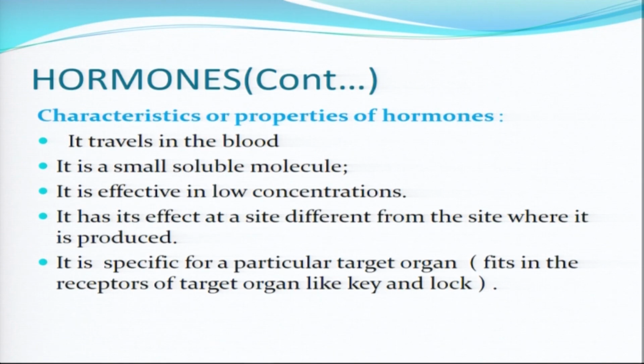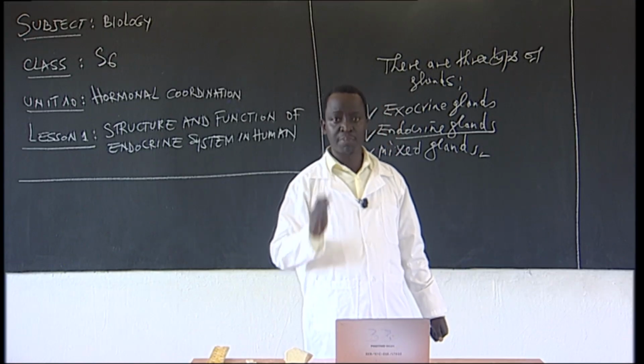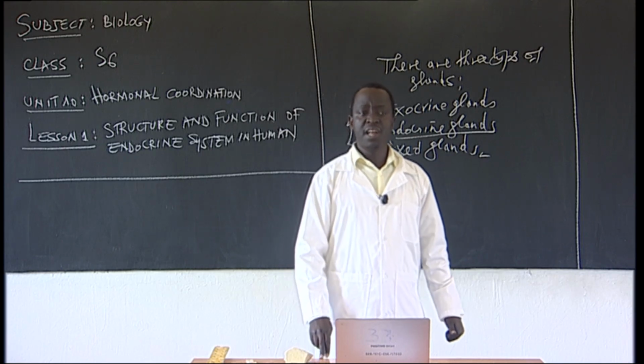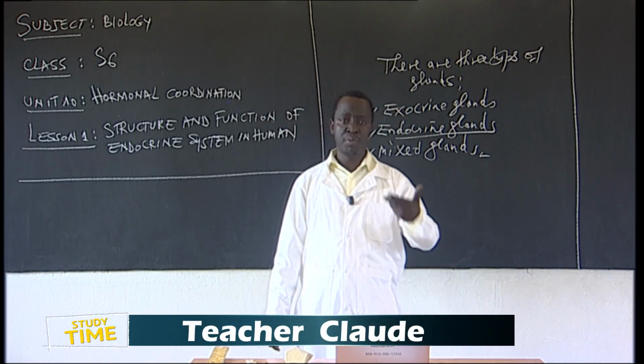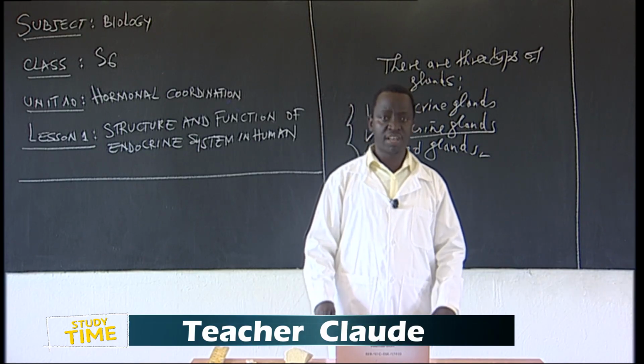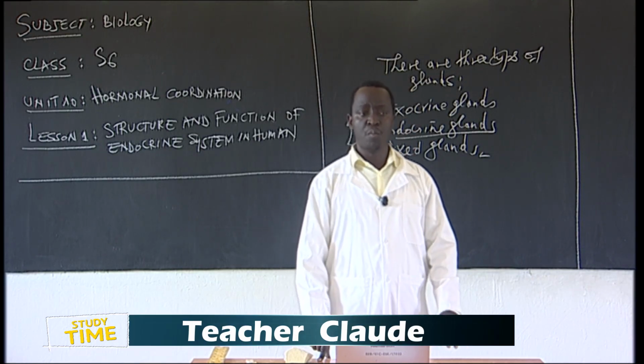Now, what are the characteristics of hormones? A hormone is secreted by what? By an endocrine gland, and then the hormone is passed through the blood to the target organ. One of the characteristics of hormones is that they have to travel in the blood. They are transported through the blood. Another one is that they are small, soluble molecules, which means hormones are soluble molecules.